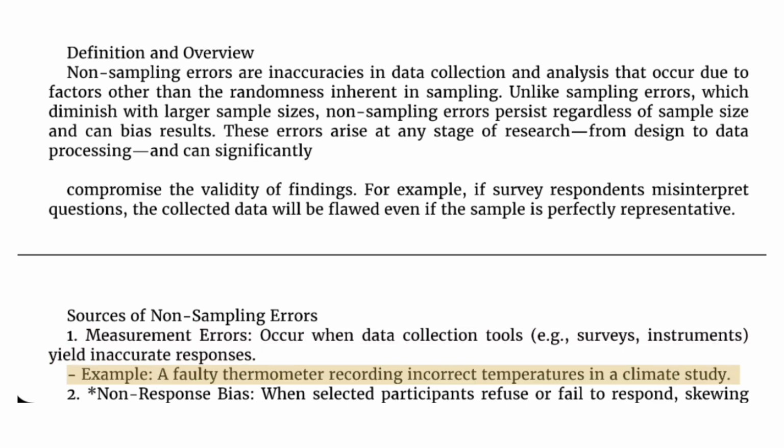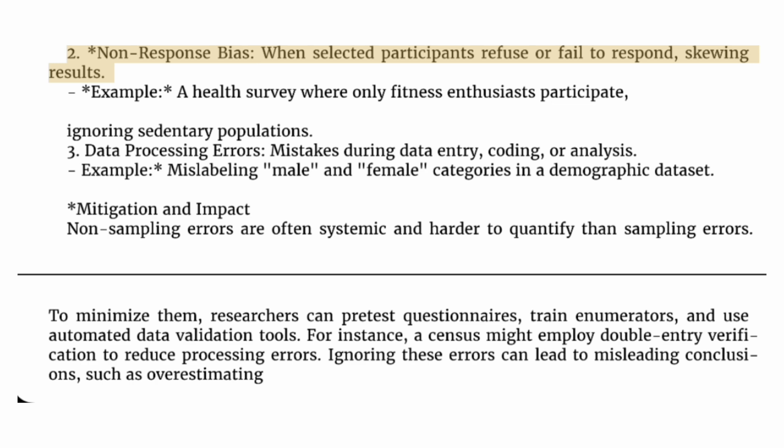Example: a faulty thermometer recording incorrect temperatures in a climate study. 2. Non-response bias, when selected participants refuse or fail to respond, skewing results. Example: a health survey where only fitness enthusiasts participate, ignoring sedentary populations. 3. Data processing errors, mistakes during data entry, coding, or analysis. Example: mislabeling male and female categories in a demographic dataset.